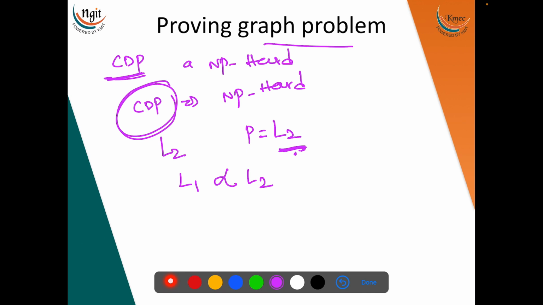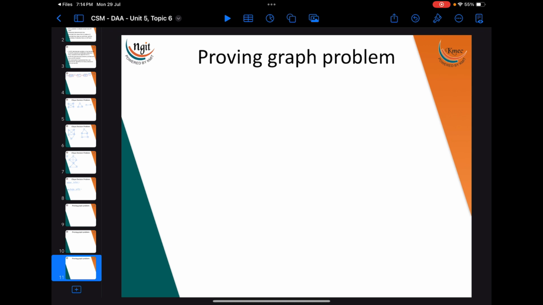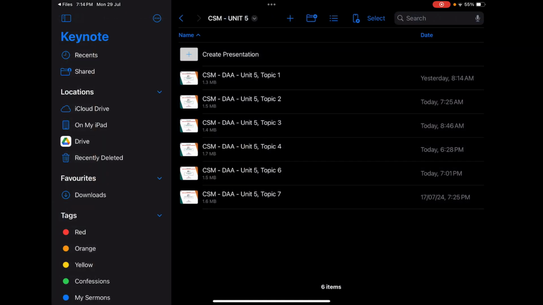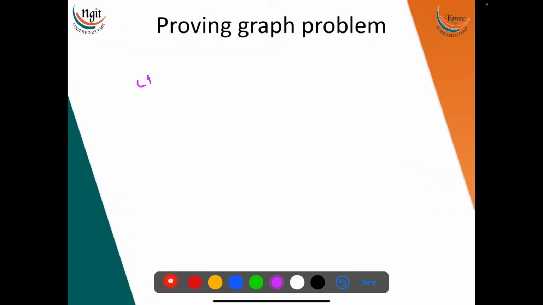That is, we'll take some instance I1 and some instance I2. Now we will be solving L1 with this instance in polynomial time. If it is also possible to solve this instance of L2 in polynomial time, then we say that satisfiability, a known NP hard problem, can be used to prove CDP. We take this to prove clique decision problem is NP hard.